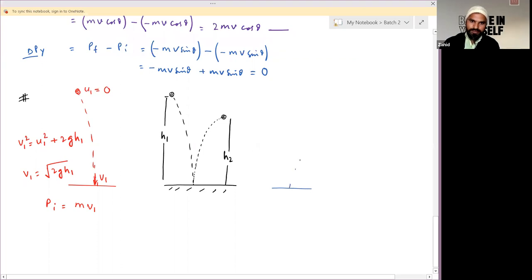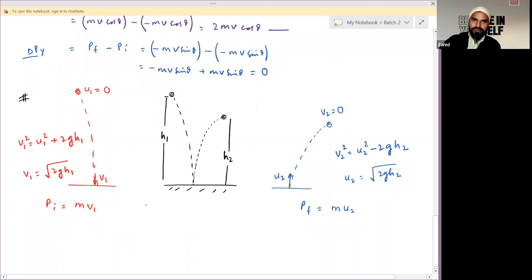On getting rebounded to this height, it will have some initial velocity u2, and at the highest point, its velocity would be 0. So using the third equation of motion, we can find v square equals u square minus 2gh2. As final velocity is 0, u2 will be equal to root of 2gh2. So this will define the final momentum along y-axis, mass times u2.